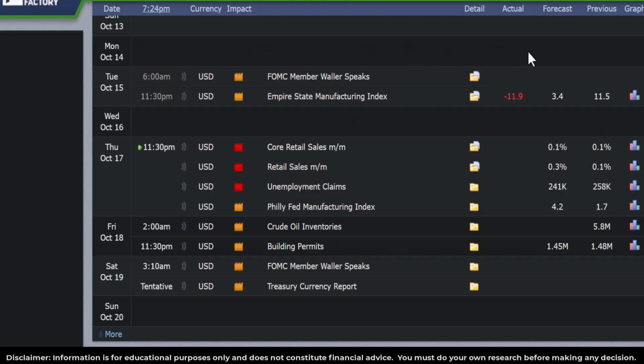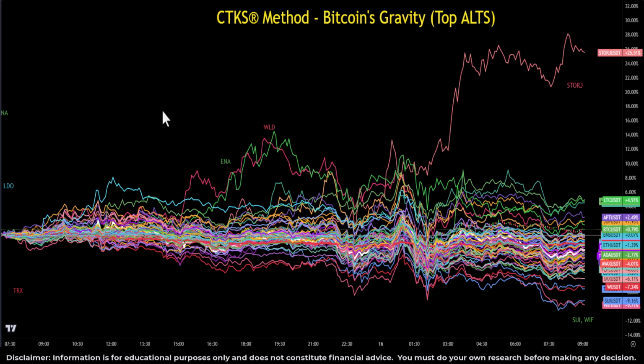The economic data that came out yesterday was the Empire State Manufacturing Index, which registered one hell of a contraction. Previous was 11.5, they forecast 3.4, it was literally negative 12. That could have been one of the things that shocked the market. And when we look today, there's nothing going on. But tomorrow we get core retail sales month on month, retail sales month on month, unemployment claims, and the Philly Fed Manufacturing Index. It's important to keep a really positive attitude inside the markets.